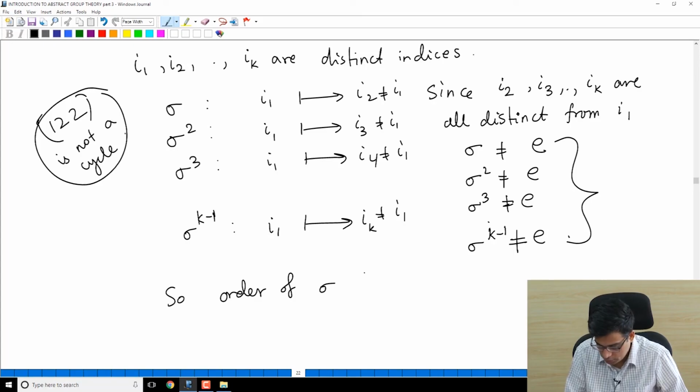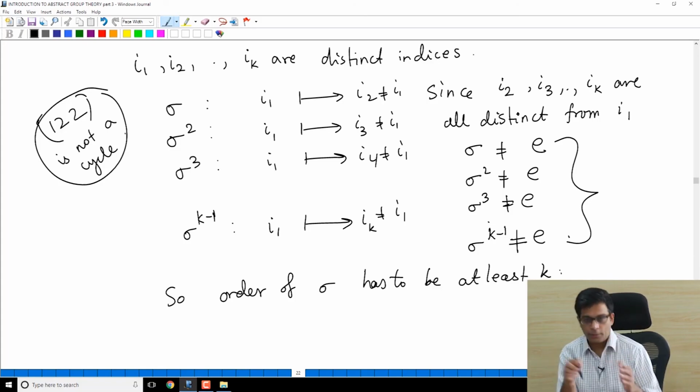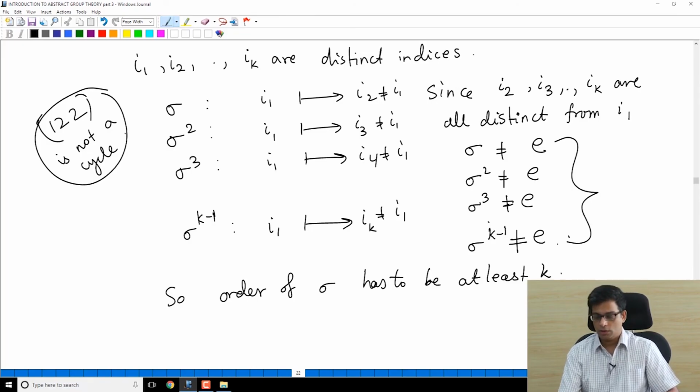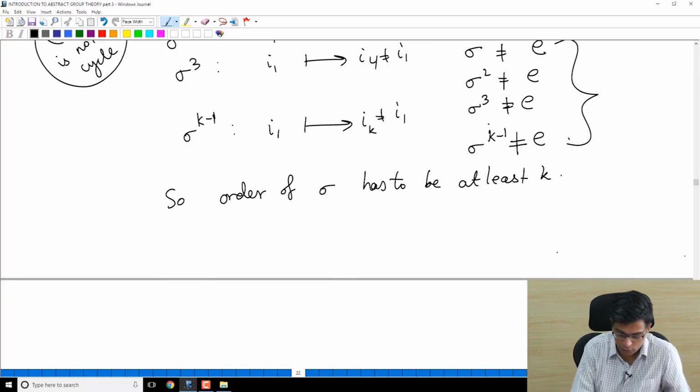So the order of sigma has to be at least k, right? Remember, order of sigma is the least positive integer d such that sigma power d is identity. So here sigma is not identity, sigma squared is not identity, sigma k minus 1 is not identity. So order has to be at least k. Is it k? Let's find out what sigma k does.